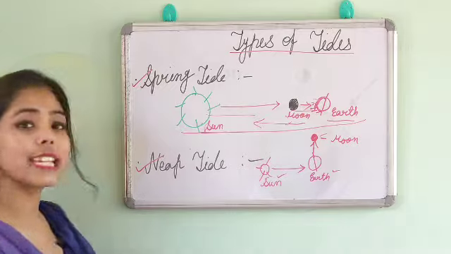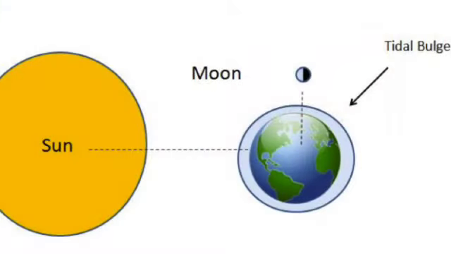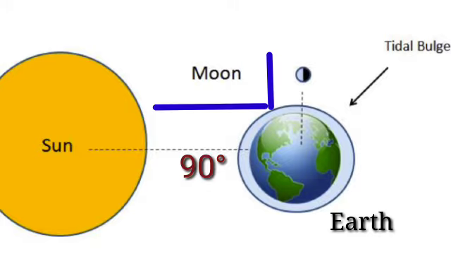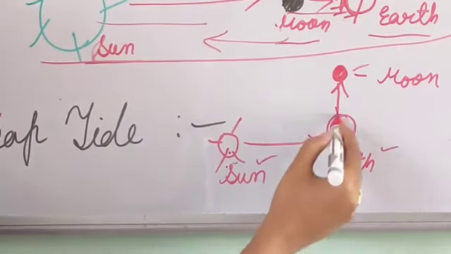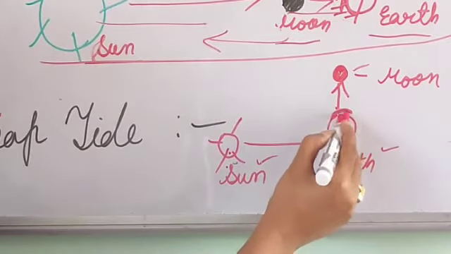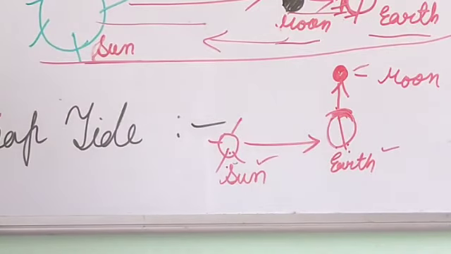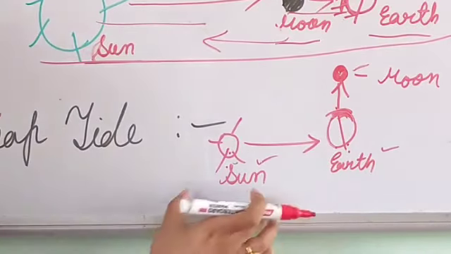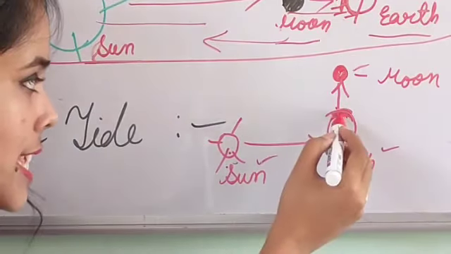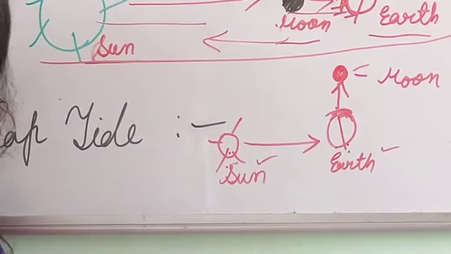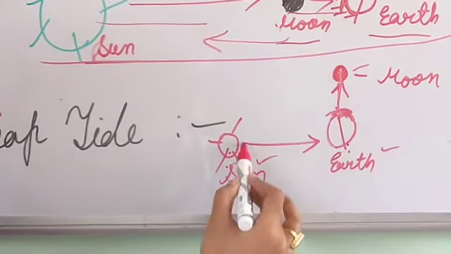Now in the next one, the neap tide. Here the earth, sun and moon, all of them will be in a quadrature position or at a right angle position. So here the sun is exerting its gravitational pull on this side of the earth, and the moon is also exerting its gravitational attraction from this side. So what will happen? The sun and moon, both of them are applying their gravitational attraction on the earth, but from different directions. One is from here, another one is from here.